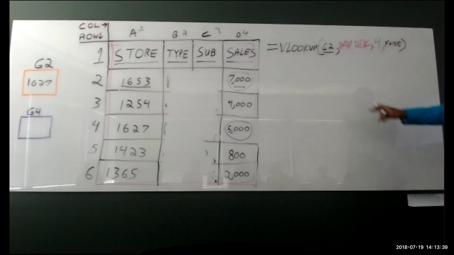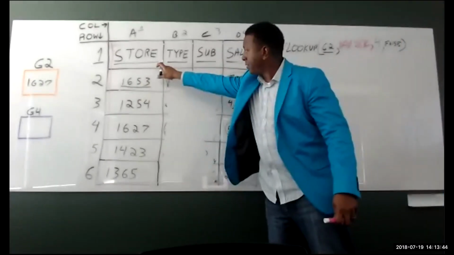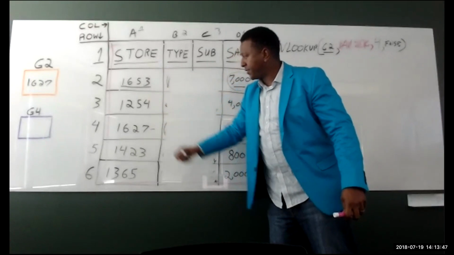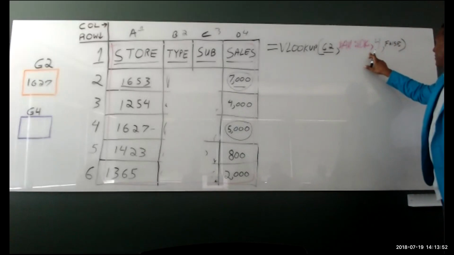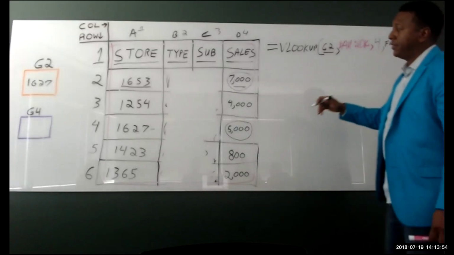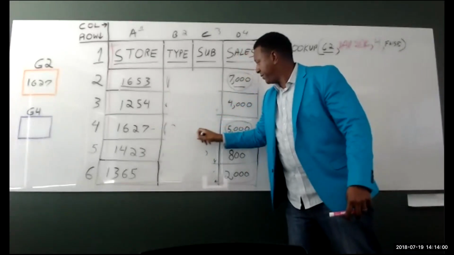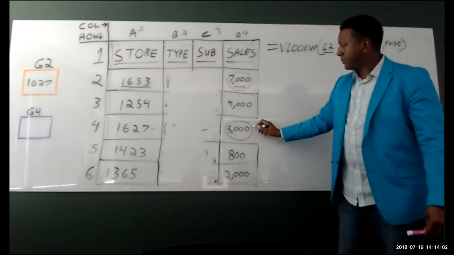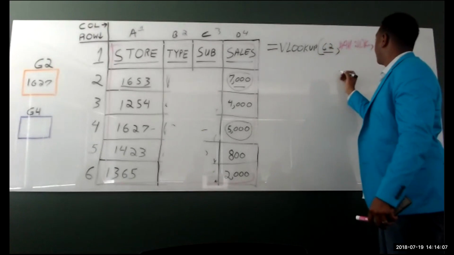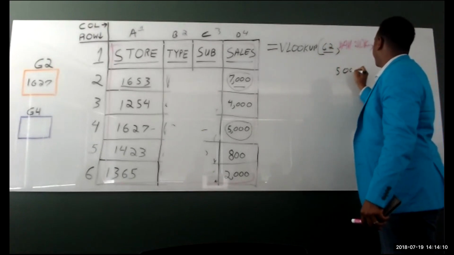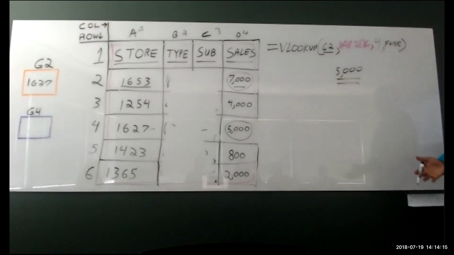So what the VLOOKUP does is it says, okay, what's in G2? 1627. It's going to vertically look up and find 1627. Then it's going to go, all right, I'm inside my box. I need to go 4 spaces to the right. So I found 1627, and I'm going to go 1 space, 2, 3, 4. And then I want exactly what I found. So I'm going to return 5,000. Okay?